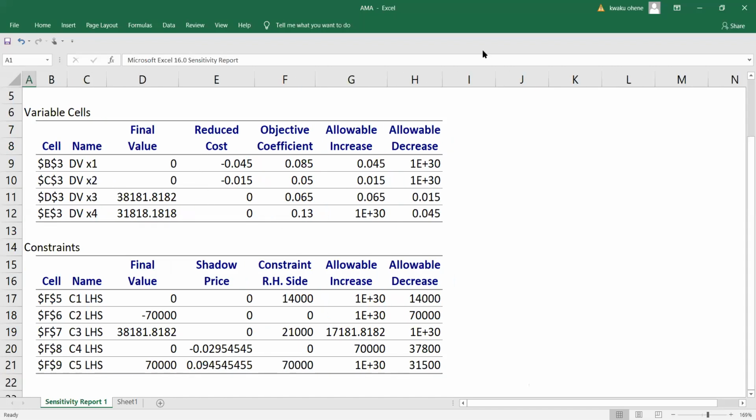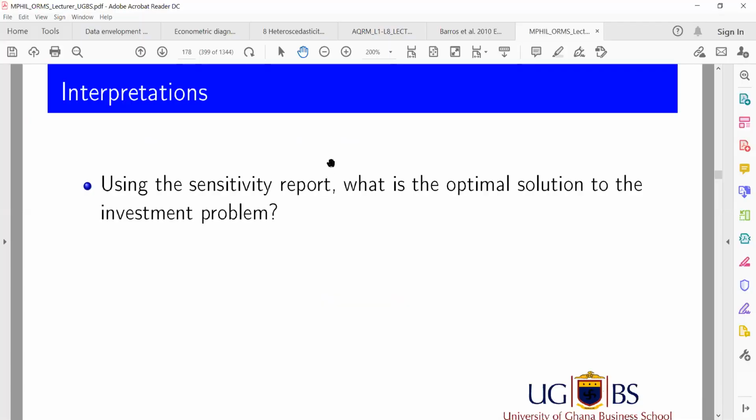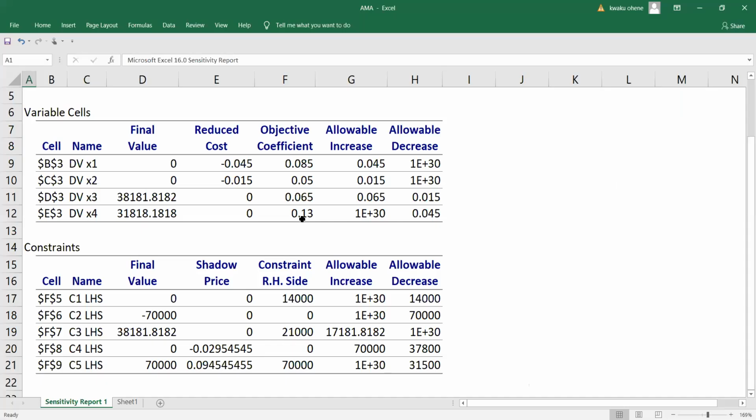Question number one is a very simple question. You should be able to tell me the solution in a beautiful way. Using the report, what is the optimal solution to the investment problem? Raise your hand, I will unmute you, or type your answer in the chat. What is the optimal solution to the investment problem? Let me go and take you through the sensitivity report now. What is the optimal solution?